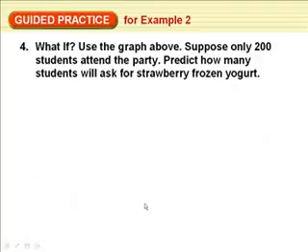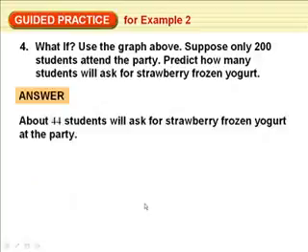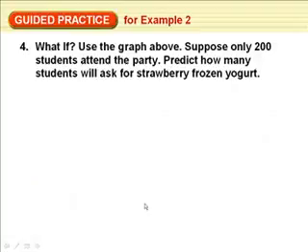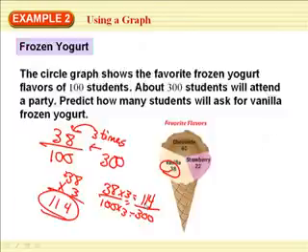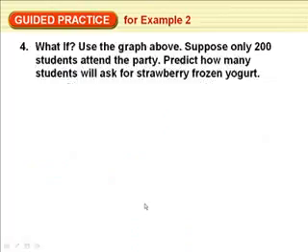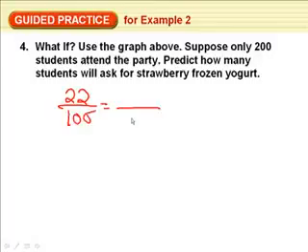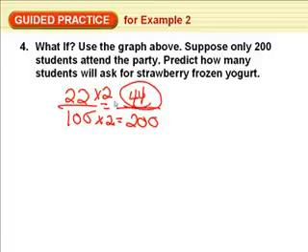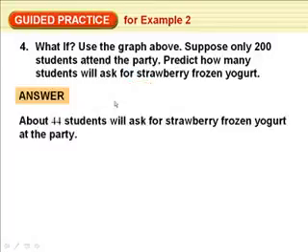It says, suppose only 200 students attend the party? How many would ask for strawberry frozen yogurt? Let me go back and find the strawberry one. So 22 out of 100 like strawberry. We want to know how many out of 200. So we look at the relationship. What do you do to 100 to get 200? You take it times 2. So what do you do to 22? Whatever we did to the bottom, we do to the top. So it would be about 44 kids would ask for strawberry.